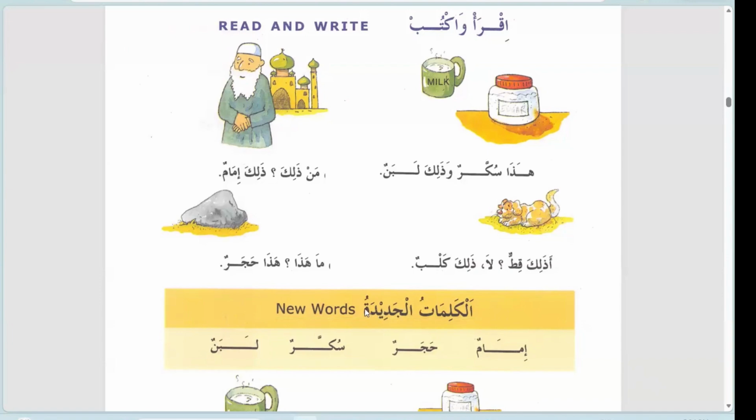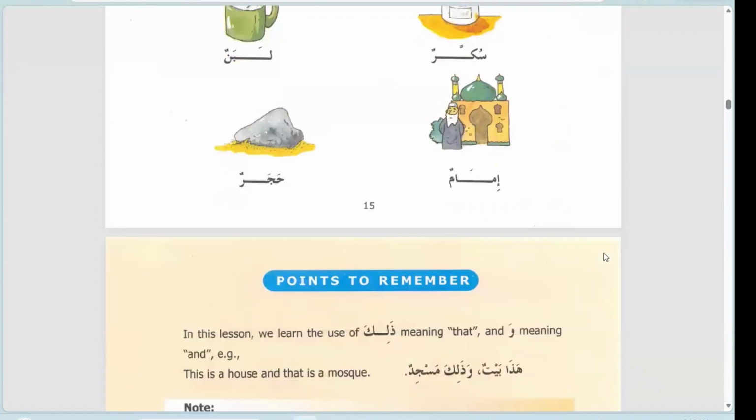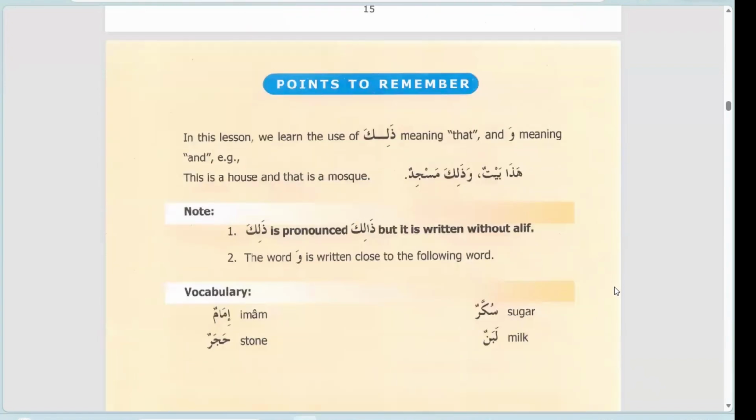الكلمات الجديدة. الكلمات means words. جديدة means new. So what are the new words that we have learned? Vocabulary is very important. I'm sure that you have a notebook, that you're writing these words and the meanings, and you're memorizing them. So we have imamun, the imam, hajarun, stone, sukkarun, sugar, labanun, milk. So these are 4 words. And so this is the summary of this lesson. We just learned about one concept, which is ذلك.